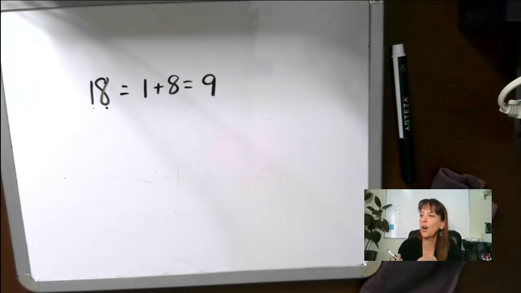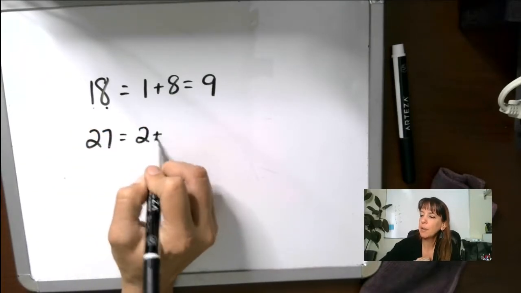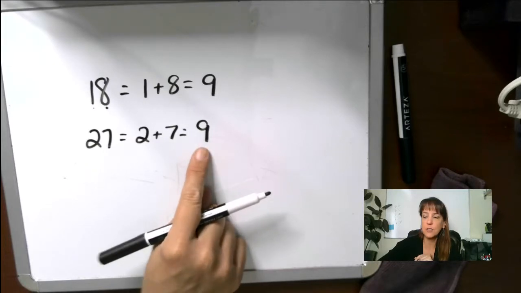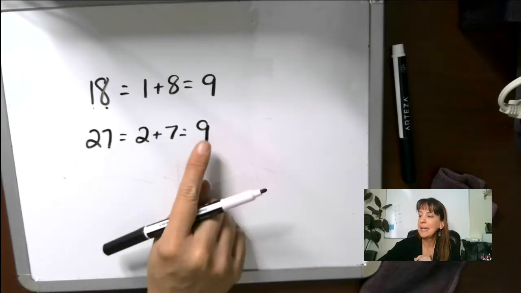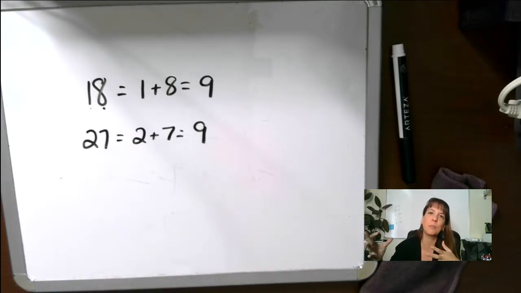Okay, so another one would be 27. 2 plus 7 equals 9. 3 goes into 9, so 3 is going to go into 27. 9 goes into 9, so 9 is also going to go into 27. Now, I'm not too terribly worried about you knowing the 9s, because if you know the 3s, you'll just have to do it twice, and that's not a big deal.